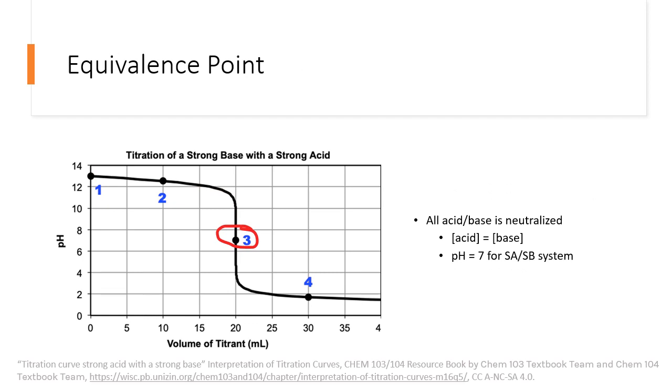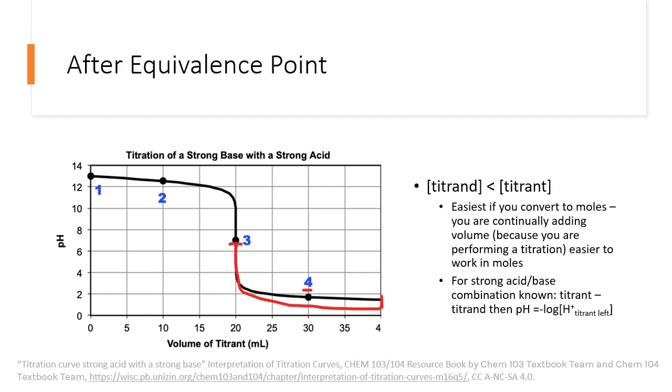At the equivalence point for strong acid, strong base, pH is 7. You don't have any calculations, it just is. It's nice and easy. All right, so after the equivalence point, the titrand is now less than the titrant.